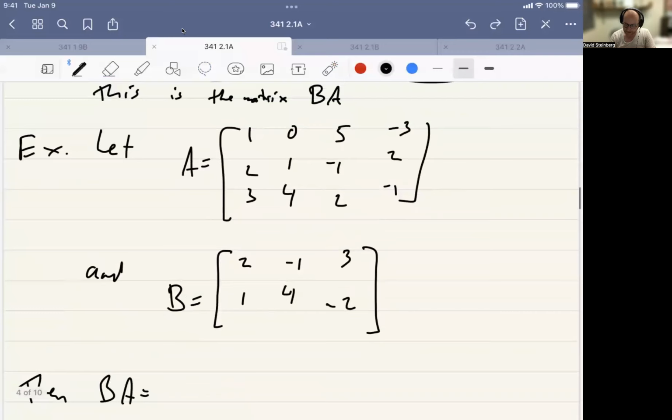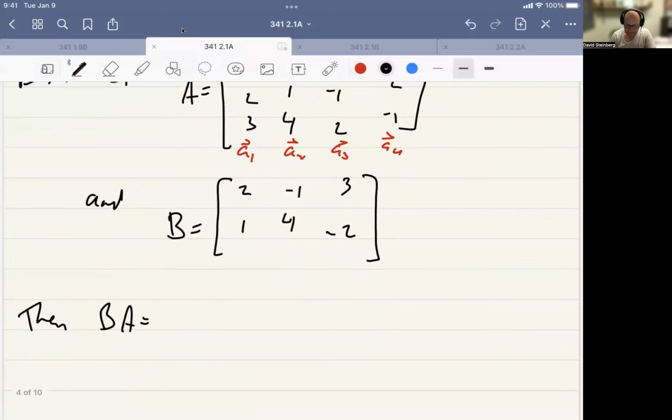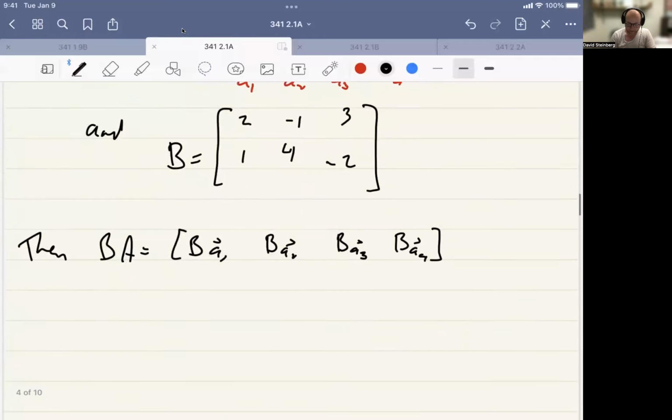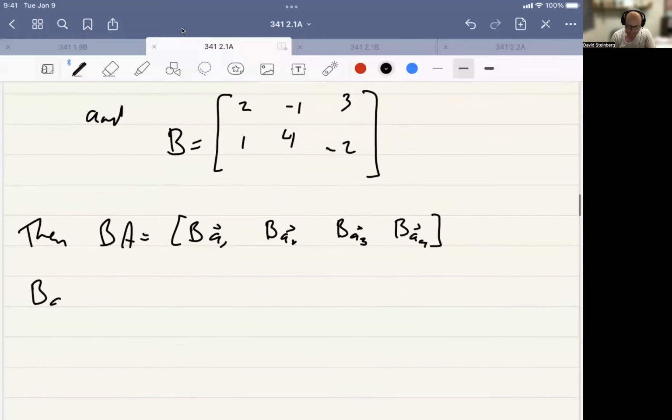So let's label these really quick. This is A1, A2, A3, A4. So BA is just B applied to A1, B applied to A2, B applied to A3, B applied to A4. And so we need to figure out what BA1 is. B is 2, -1, 3, 1, 4, -2. And then A1 was just 1, 2, 3.